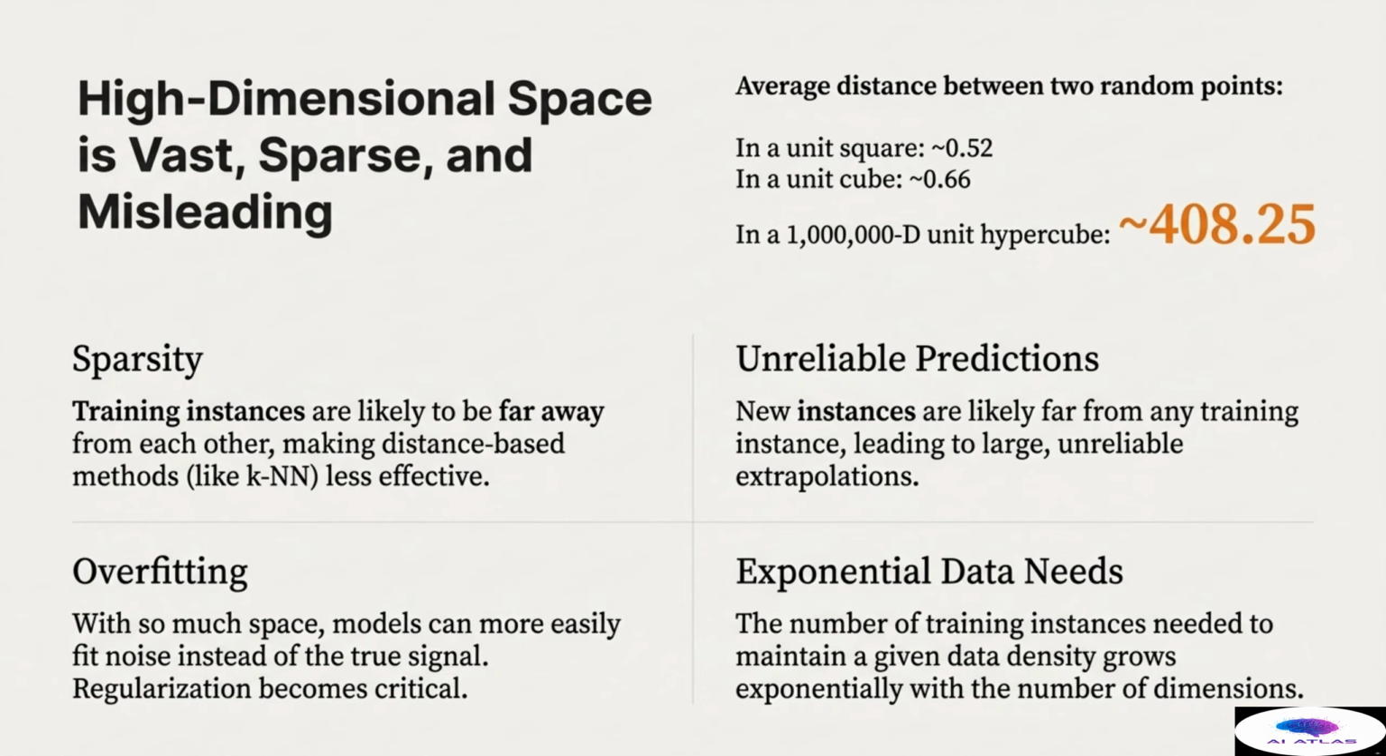Finally, and perhaps most crushingly, we face exponential data needs. The number of training instances required to maintain a consistent, effective data density grows exponentially with every added dimension. To highlight the failure of distance, look at the average distance between 2 random points. It jumps from 0.52 in a unit square to a staggering 408.25 in a 1 million dimensional hypercube, showing how distances inflate and lose utility.